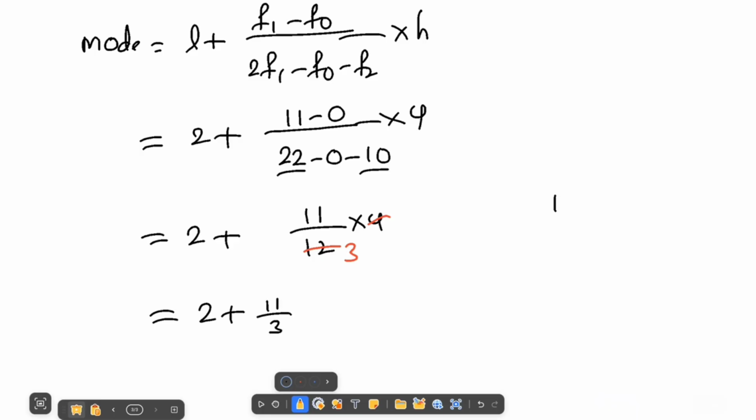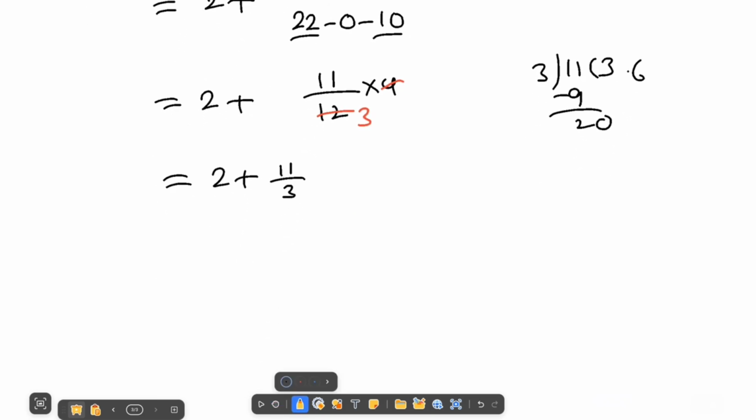What is 11 by 3? 3 threes are 9, 3 sixes are 18. So 3.6. So it is equal to 2 plus 3.6, so 5.6. So this is the mode of the given data.